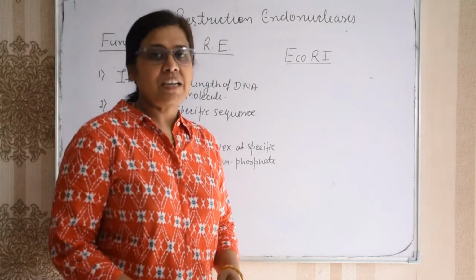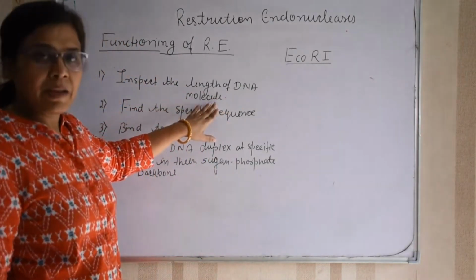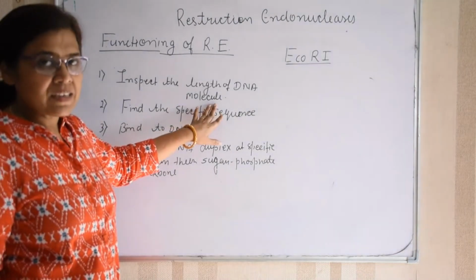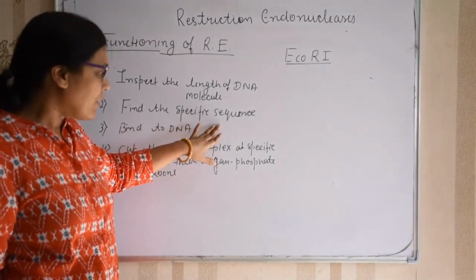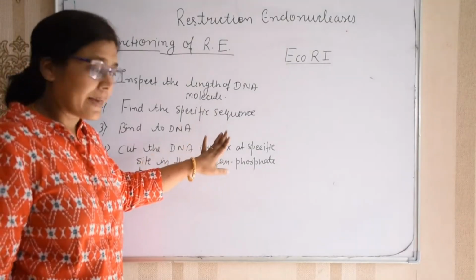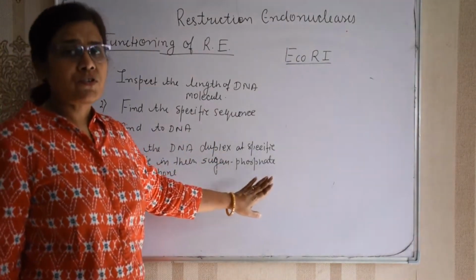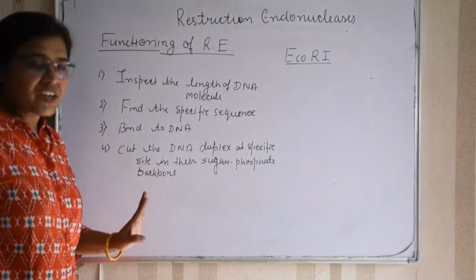How does a restriction enzyme work? First, it inspects the length of the DNA molecule. It looks for the specific sequence present in the DNA. It finds the specific sequence. After finding it, it binds with that particular site and cuts the DNA in its sugar phosphate backbone. This is how a restriction enzyme works.